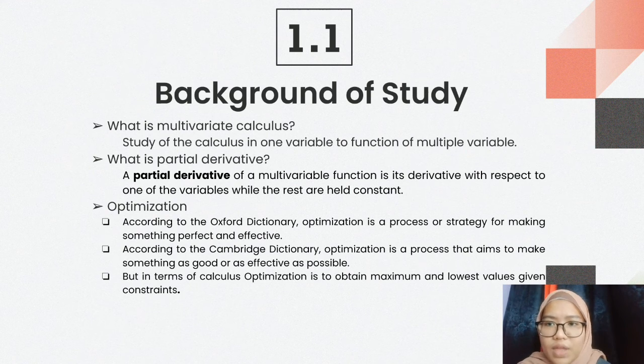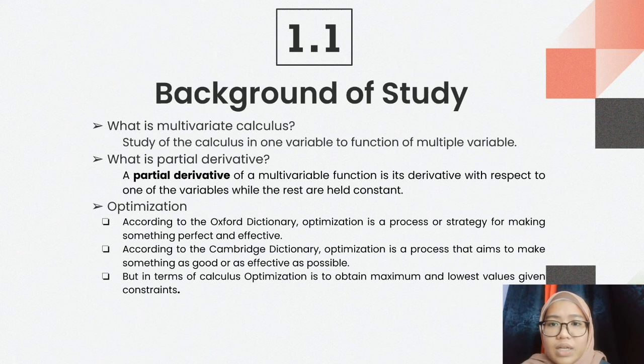For the background of study, what is multivariate calculus actually? Multivariate calculus is the study of calculus from one variable to functions of multiple variables. It consists of differentiating and integrating two or more variables rather than a single variable. It's also one of the parts of mathematics that gives you knowledge about how input and output variables are related.